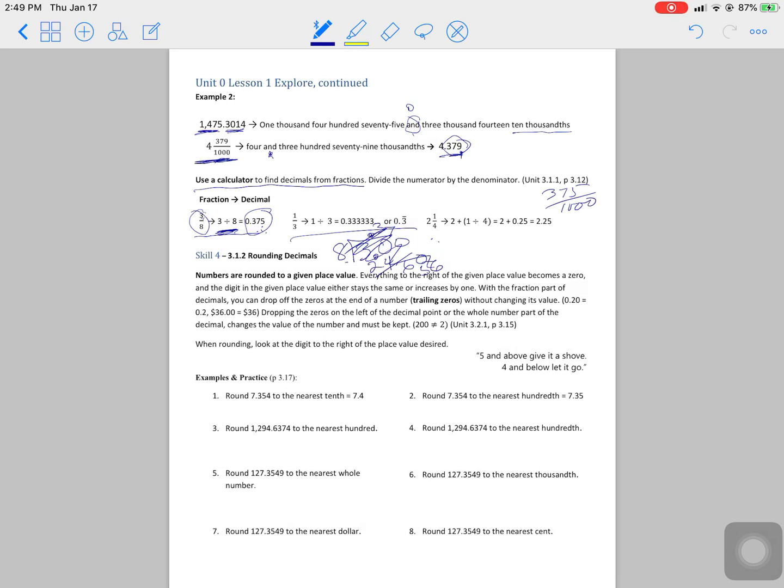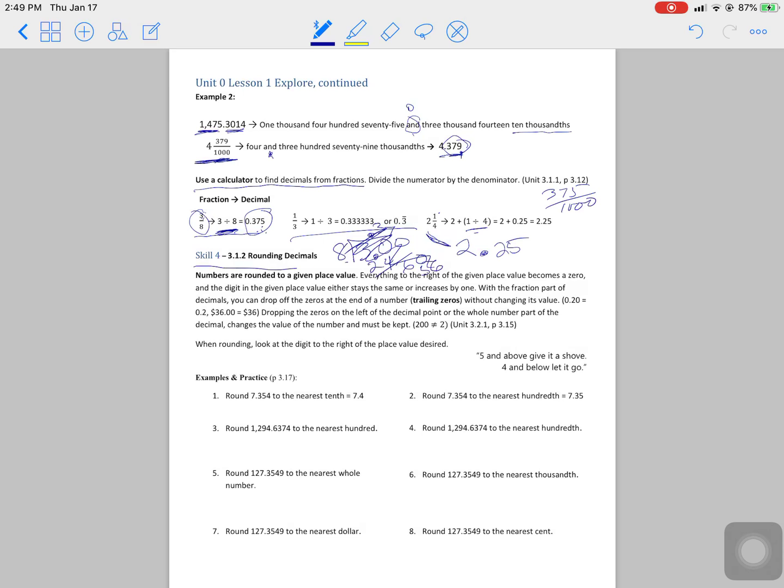If you're given a mixed number, remember the whole part of the front of the mixed number is the whole part of the decimal number, and then you have 1 divided by 4. 1 divided by 4. So you can put that in your calculator. That'll give you the quarter. So 2.25, 25 hundredths. Okay. All right.